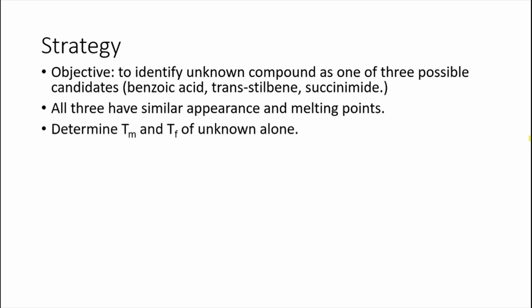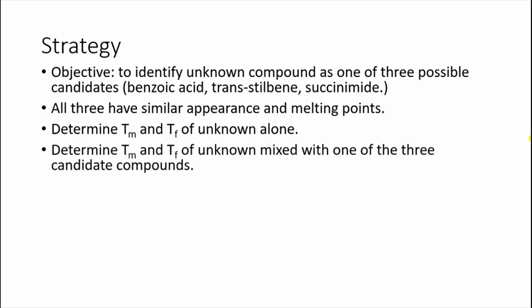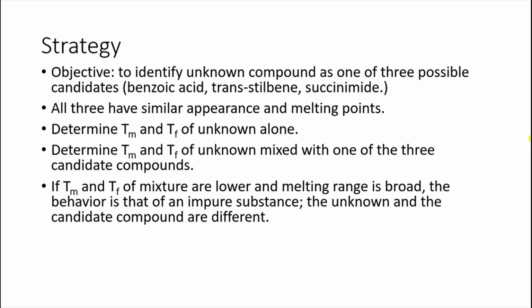We're going to take our unknown and determine the melting and the freezing points of our unknown preparation. Then we're going to mix it with one of the three candidates and determine the melting point and the freezing point of that mixture. Notice that if the melting and freezing points of the mixture are lower than the unknown alone and the melting range is broad, that means that this mixture is behaving as an impure substance. In other words, the unknown and the candidate compound are not the same. The candidate compound is behaving as an impurity when you mix it with your unknown.